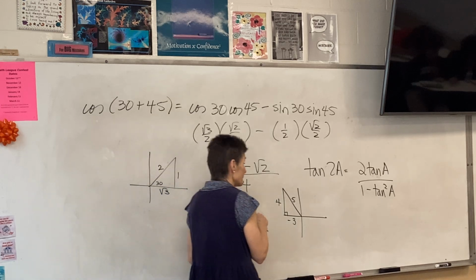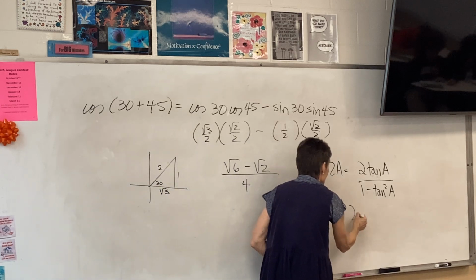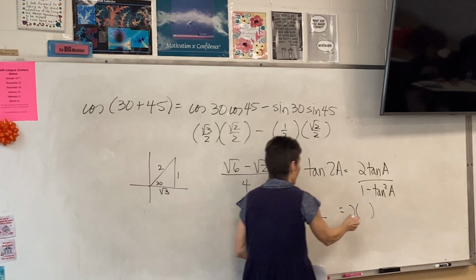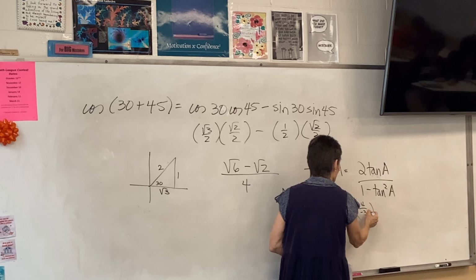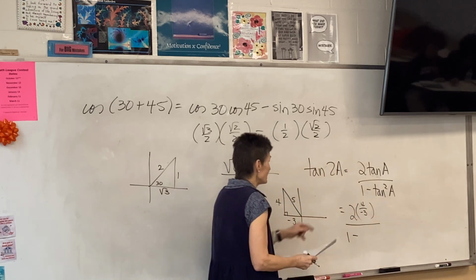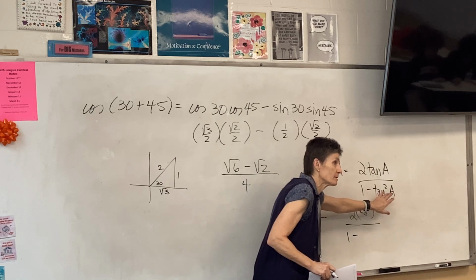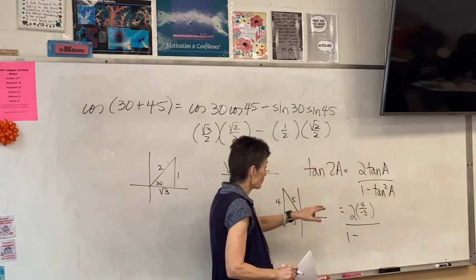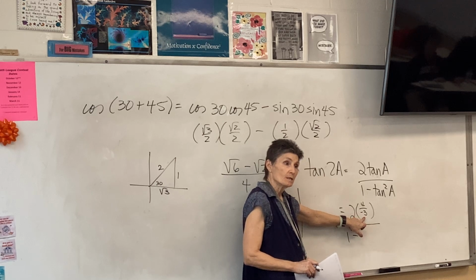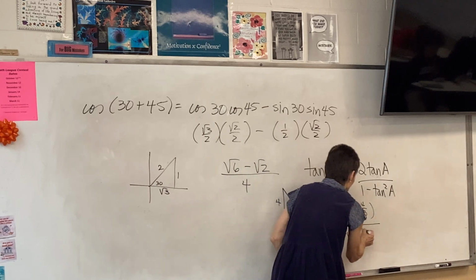And now I can plug in numbers. So I need 2 times the tangent. What's the tangent? 4 over negative 3. Now I need the tangent squared. So the tangent is negative 4/3, squared is 16/9.